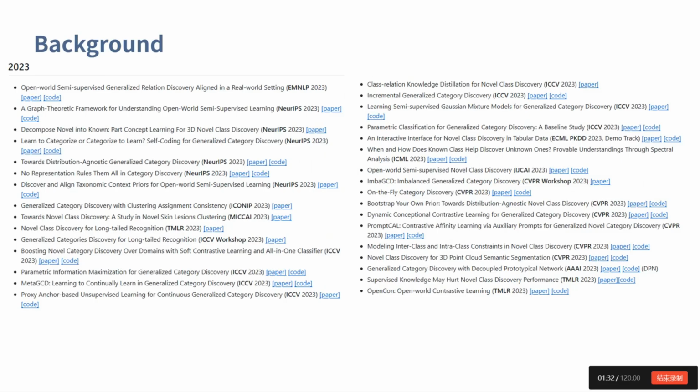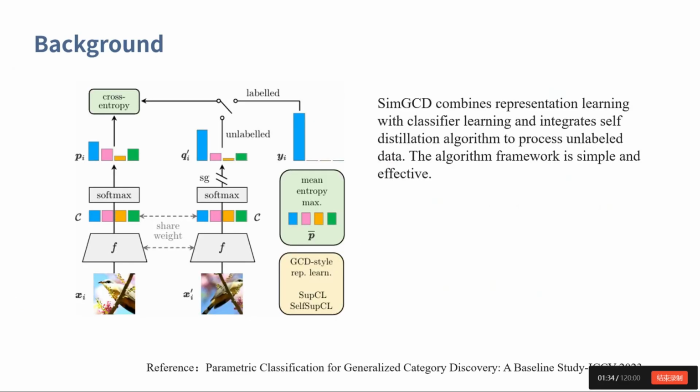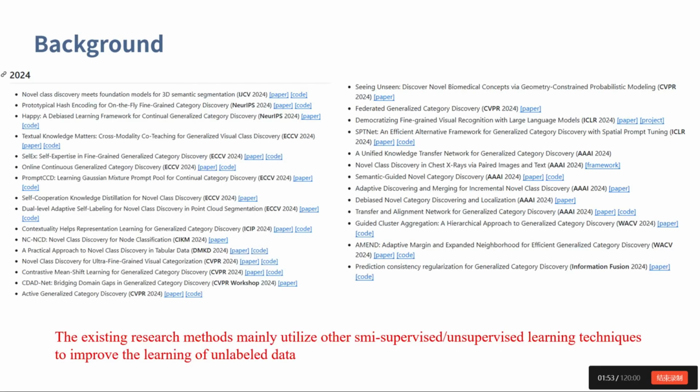Our research builds upon SimGCD, ICCV 2023, which integrates representation learning with classifier learning and further introduces self-distillation to handle unlabeled data. This framework proved both simple and effective. In 2024, additional methods were proposed, mostly leveraging semi-supervised or unsupervised techniques to improve learning from unlabeled data.